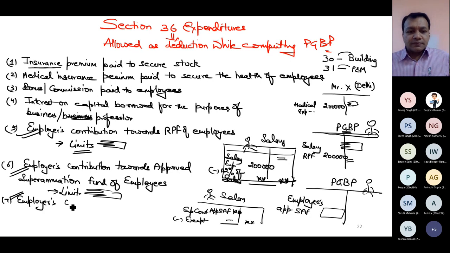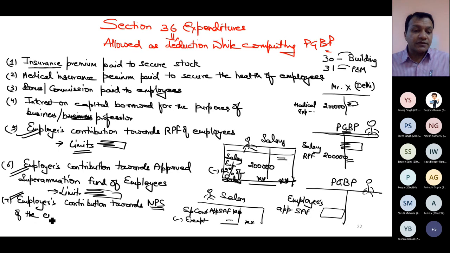Employer's contribution towards new pension scheme of the employees is allowed as deduction, but here the limit is maximum 10% of salary of the employee.